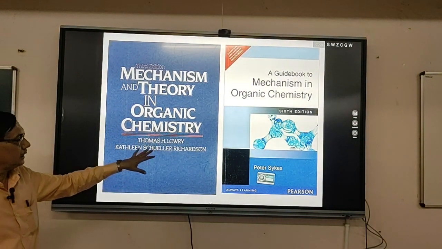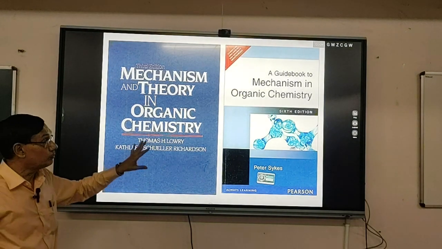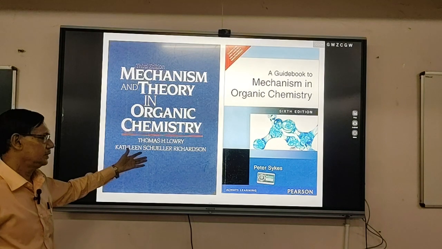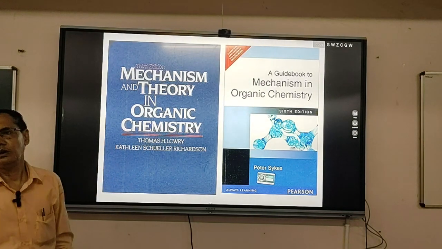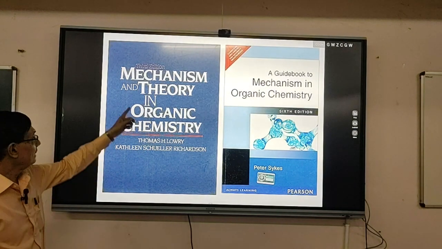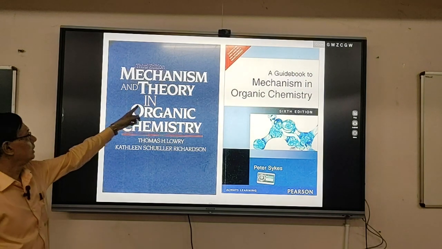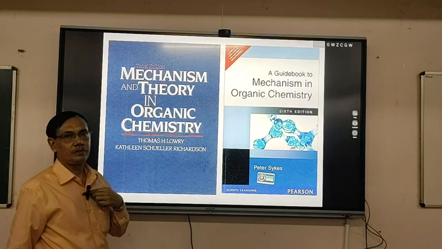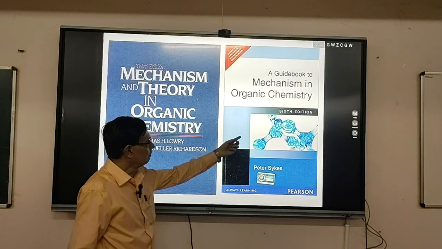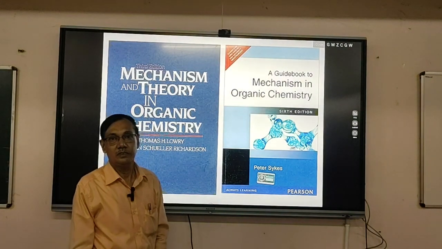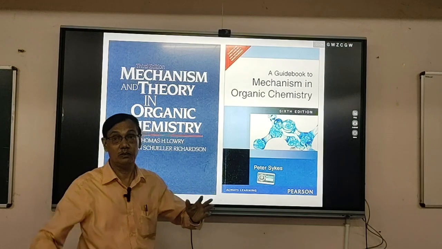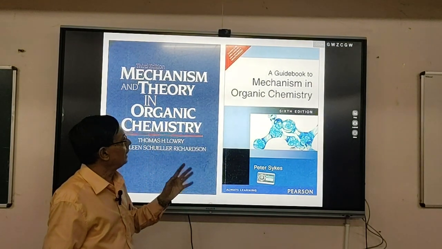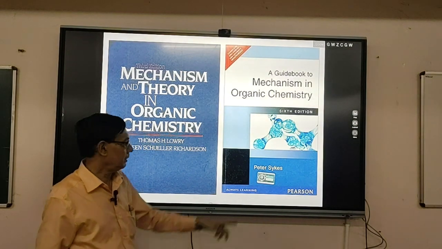So therefore, I have deliberately given two important books of the organic chemistry. One is, you all know, the fantastic book by Lowry and Richardson, and the name is, you have seen that, Mechanism and Theory in Organic Chemistry. And when I was a student, still I have that book of Peter Sykes. So I am talking about 40 years ago. Still this book is very good. A Guidebook to Mechanism in Organic Chemistry by Peter Sykes.